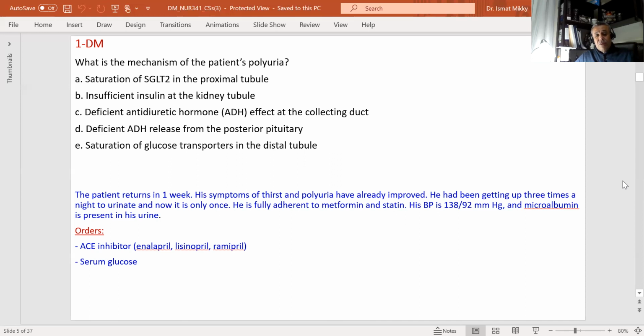So the blood pressure goal for patients who are diabetic is less than 130 over 80. So the patient should be started on ACE inhibitors to control the blood pressure as well. It will take care of blood pressure, and also it will prevent the progression of the renal impairment.